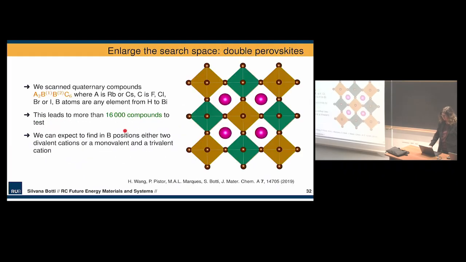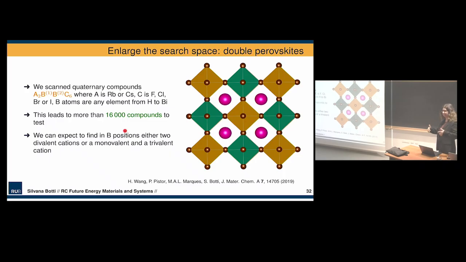So these were things, and now I will just skip the rest. I have some other slides showing other families, enlarging. So we looked at quaternary compounds, always with perovskite structures. These are called double perovskites. And we looked at alloying for perovskites and so on.